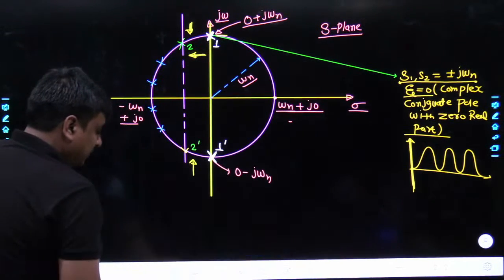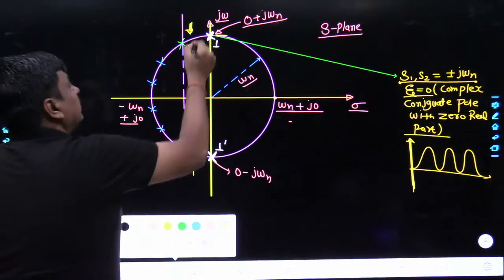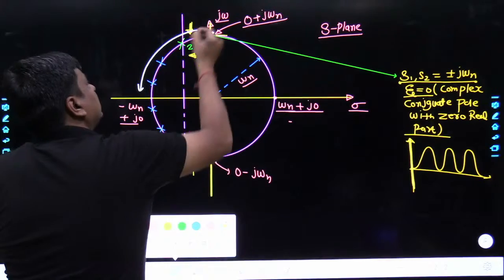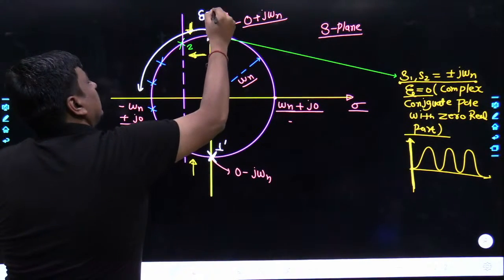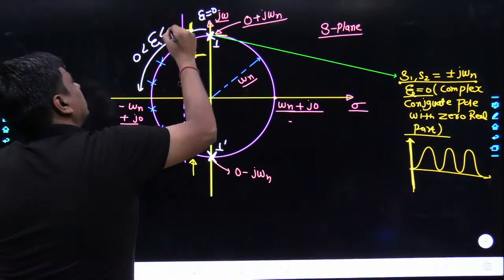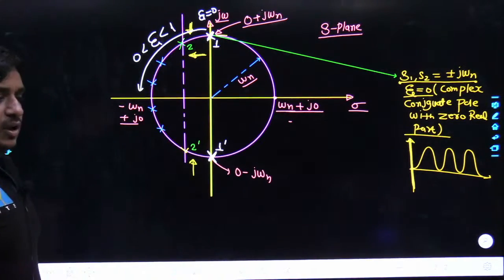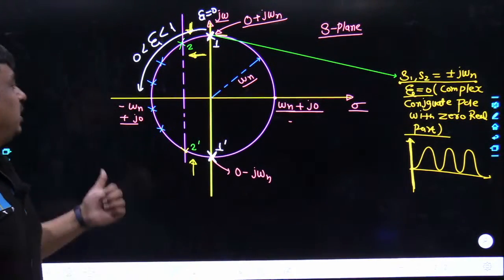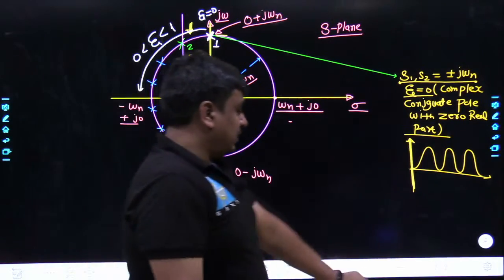Keep in mind, nobody should have any doubt as such. The value of zeta is increasing. Here the value of zeta was 0. And in between, the value of zeta is in between 0 to 1. Agreed? And now at last, what is happening over here?